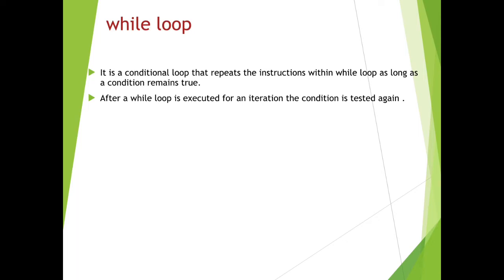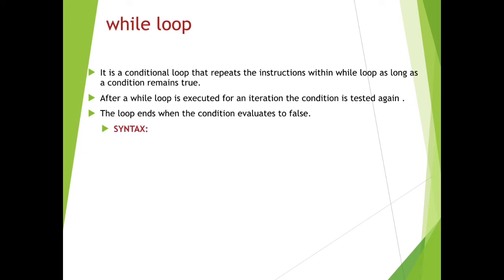After a while loop is executed, for an iteration the condition is tested again. At first there will be a condition. If the condition is fulfilled, it will come inside the loop, and after running those statements, the condition is tested again. If the condition is true again, then those statements will be executed again. I'll explain it to you in a better way with the help of some practical Python codes. The loop ends when the condition evaluates to false. A time comes when the condition evaluates to false, and whenever that happens, the loop will terminate.